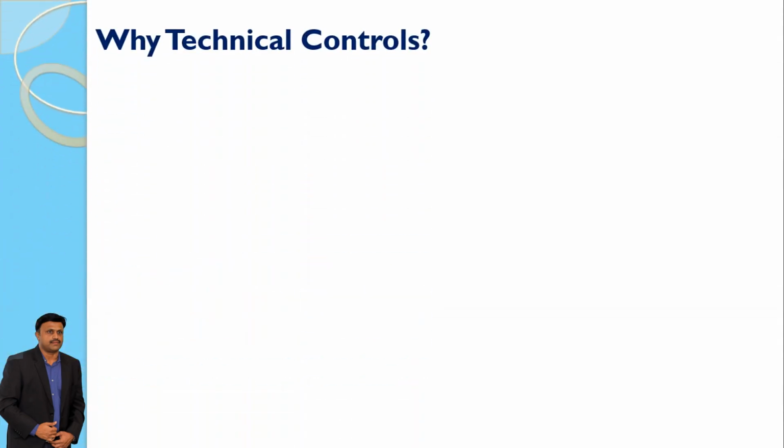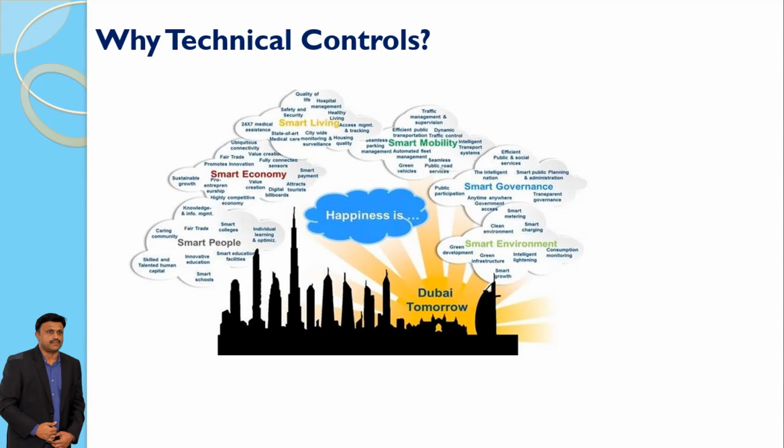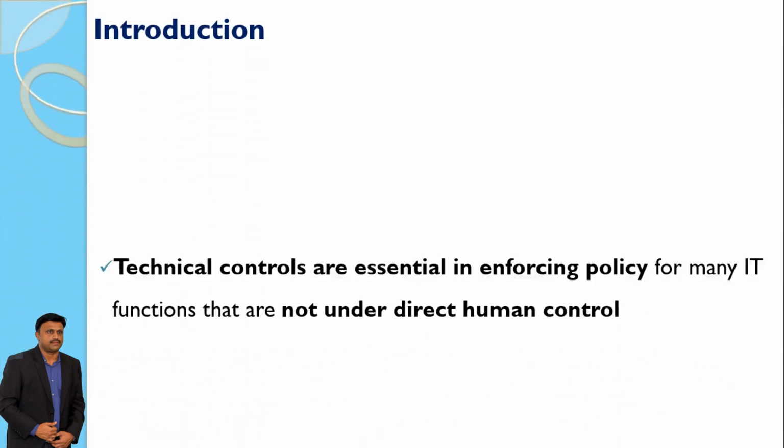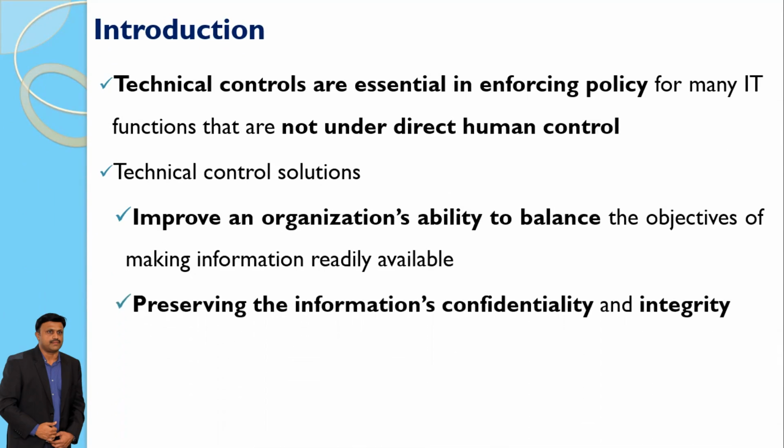Technical controls are crucial for enforcing policies in IT systems, especially those not under direct human control. They help balance the availability of information while preserving its confidentiality and integrity. Technical controls are essential for enforcing policies in IT systems. They improve an organization's ability to balance information availability with confidentiality and integrity.